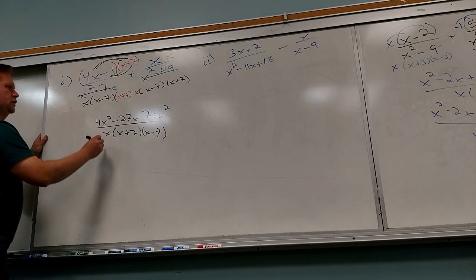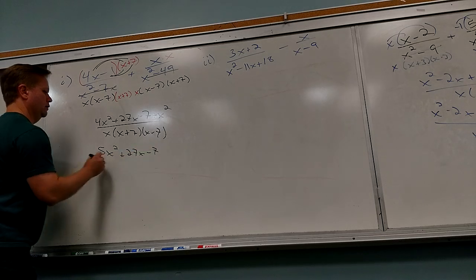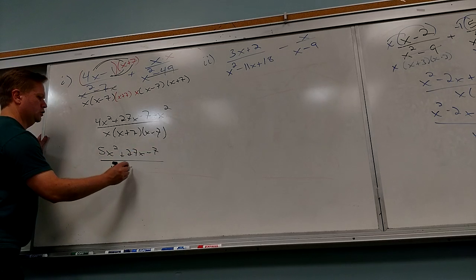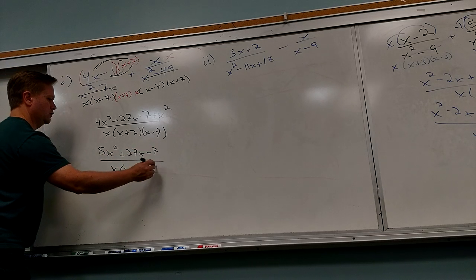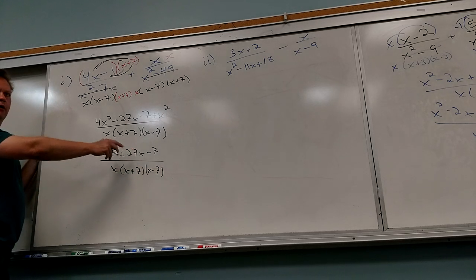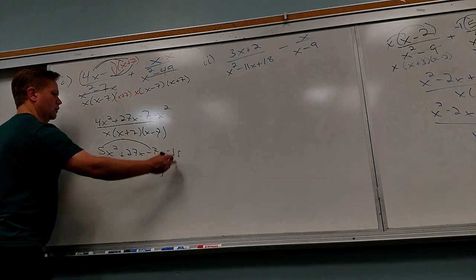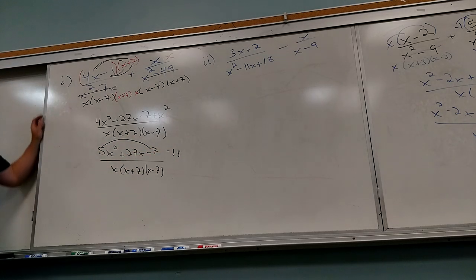So now I get my like terms together: 5x squared plus 27x minus 7. And then to check real quick if it'll reduce, how would I factor the top? I would need factors of 35 that had to make 27.